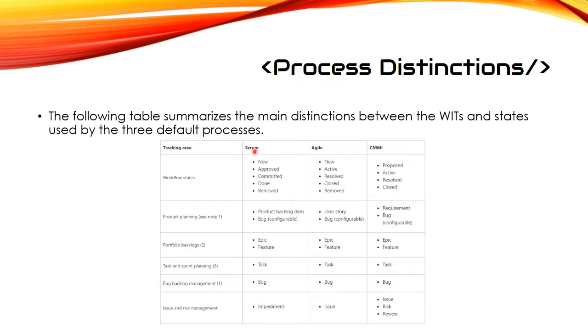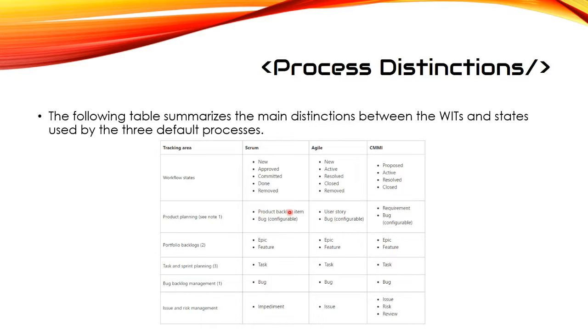So, alright, in here, these are the workflow states, and you can see that they're different. Here they are for Scrum. We have new, approved, committed, done, and removed. For Agile, you have new, active, resolved, closed, and removed. And for CMMI, you have proposed, active, resolved, and closed.